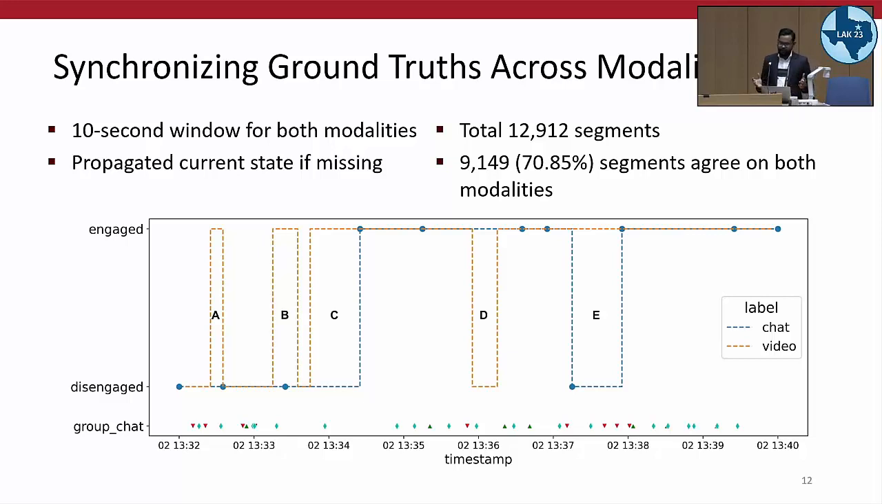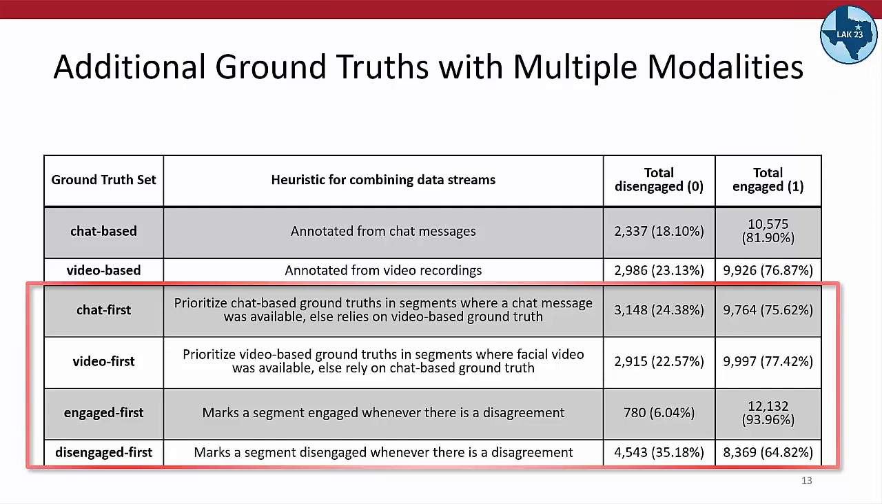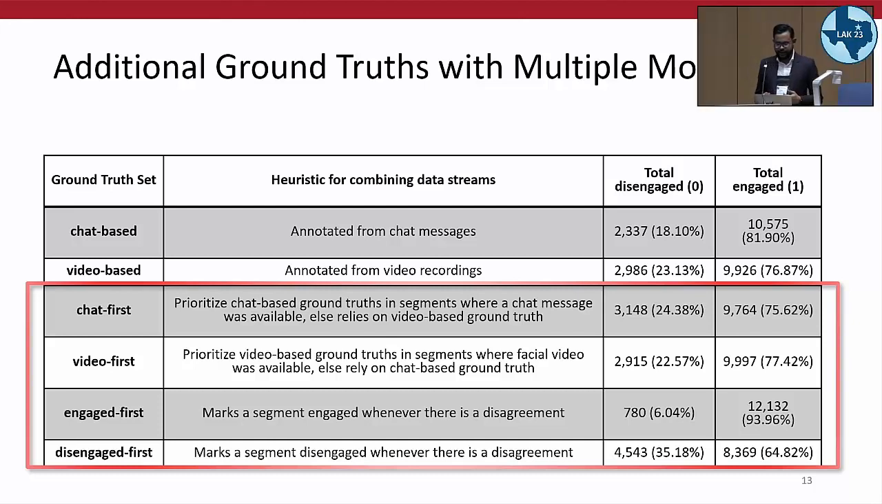In general, we found that about 70% of the segments agree with each other and the rest 30% do not. So based on that, we created 4 additional sets of ground truths based on different heuristics. For example, the chat first heuristic prefers, whenever there is a disagreement, the chat-based signals over the video-based signal as ground truths, and so on and so forth. One thing to notice here is that the engaged first set of ground truth has very imbalanced data. It has only 6% of the data that would come later.